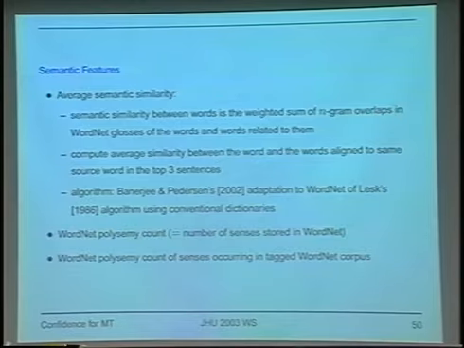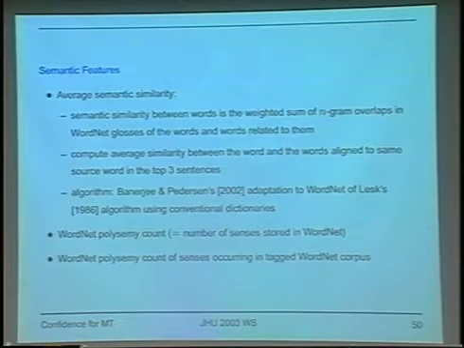The second semantic feature we had was the WordNet polysemy count, that is the number of senses stored in WordNet. And the third one is a variant of this, which counts the senses, but only those ones that appear in the tagged WordNet corpus.